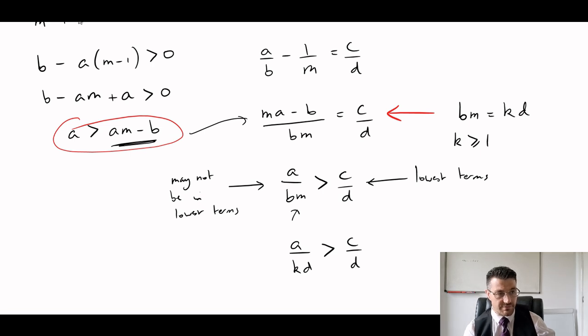So I can cancel through by D. D is a positive integer, so I can cancel it. It's not 0 or anything like that. So I get that A is greater than K times C. But remember, K is greater than or equal to 1. So K times C is greater than or equal to C. Hence, A is greater than C. Exactly what I needed. Okay?